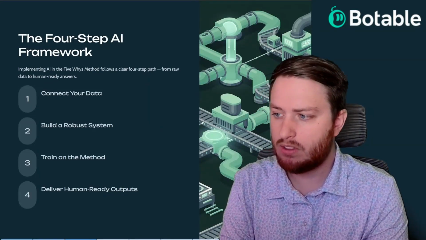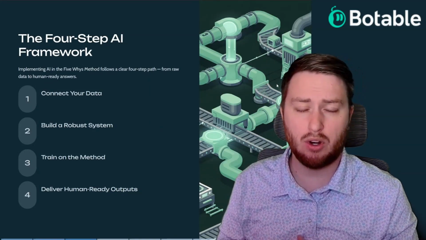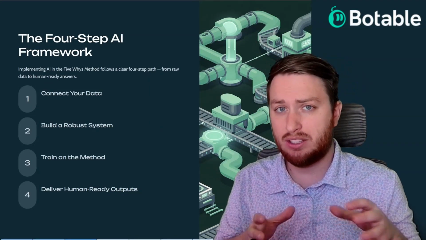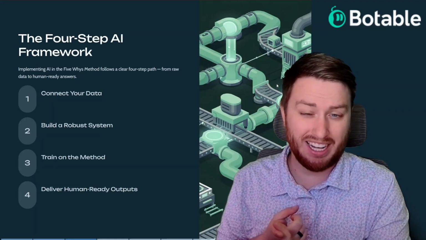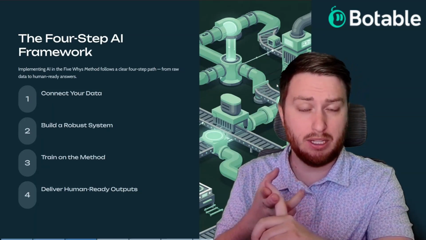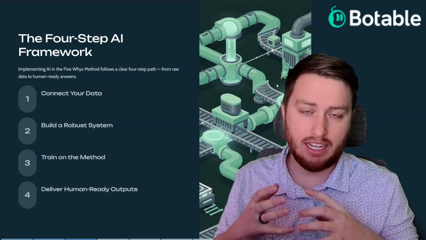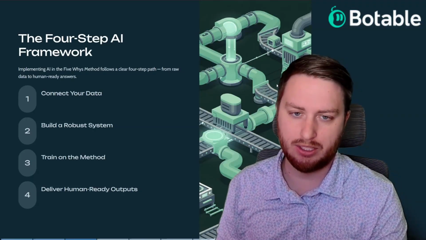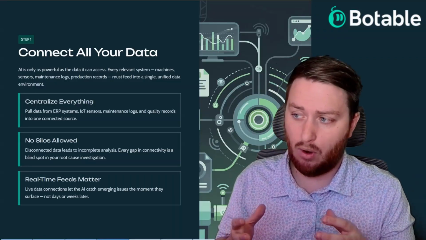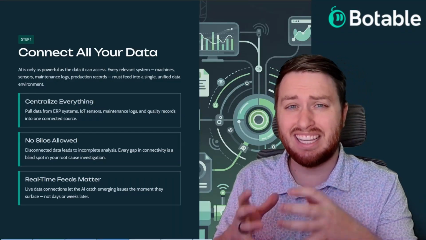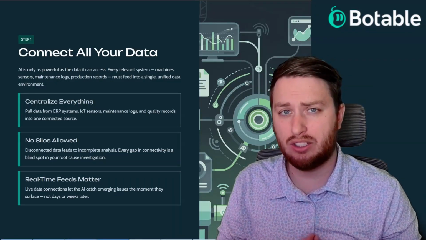So we're going to talk about a four-step framework when implementing AI into the five whys method, which is step 1, connecting data, building a robust system, training on the five whys method, and then getting it to deliver human-ready outputs. So step 1 is making sure all of that data is accessible by the artificial intelligence chatbot, whatever you may be using.